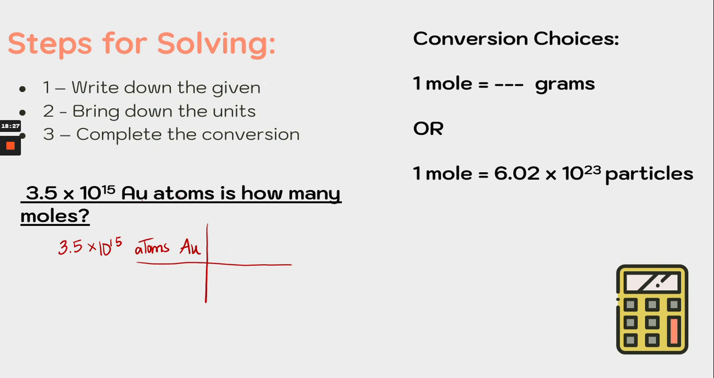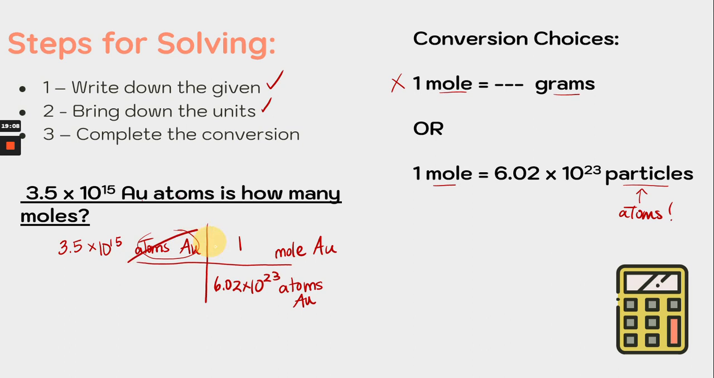You still do step 1. Step 2, you still just bring down the units. The units are atoms of gold. Now, step 3, complete the conversion. So you come up here. The one from last week has moles and grams in it. It does not have atoms in it, so it's not this one. The new one has moles and particles in it. Particles can be atoms, so this is the one that we're going to pick. The word atoms is already on the bottom, and so now I'm going to put the word moles on top. Once I know where my words are, I match up my units to the words.